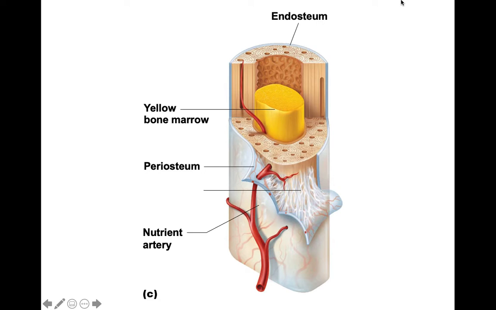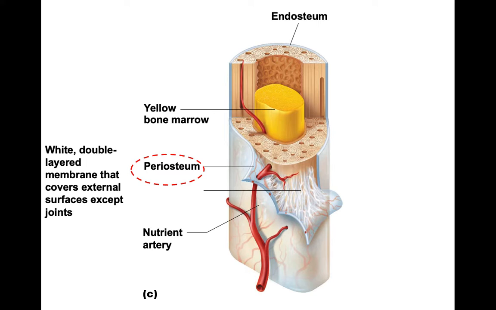Then we have the actual bone itself. There's always layers. Everything we talk about in the human, there's always some type of covering. We have the periosteum that's outside of all bones. It's a white double layer membrane that covers external surfaces except joints. So remember, you don't want any membranes on joints that are constantly moving. Just cartilage, and that is it.